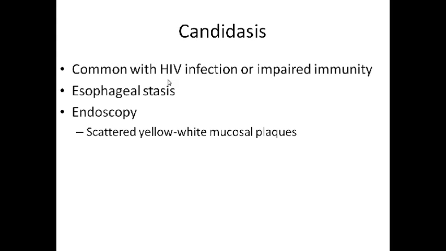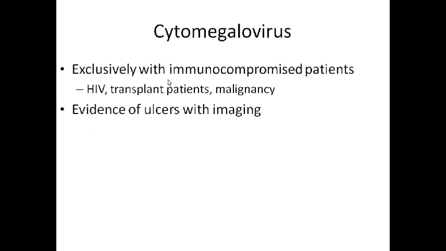We want to do an endoscopy to see this infection. Again, with most of the tissue that may have an infection of candidiasis or overgrowth of candidiasis, we're going to see the yellow-white mucosal plaquing. That's very common with that. Cytomegalovirus. First time I heard of cytomegalovirus was with Dr. Prakash. And what I know about it is that it's very common in HIV patients or immunocompromised patients, malignancy, transplant patients, and so we may see infections that actually cause ulcers, again, within the esophagus.